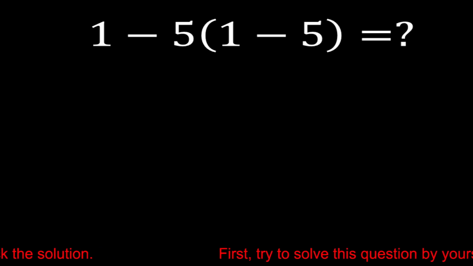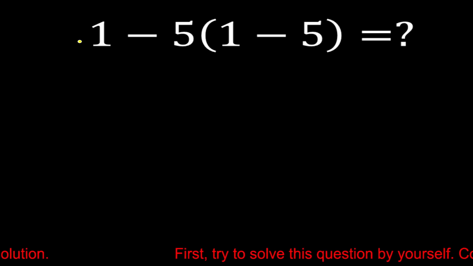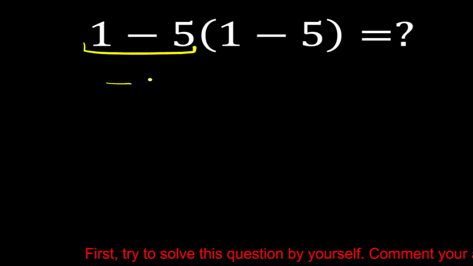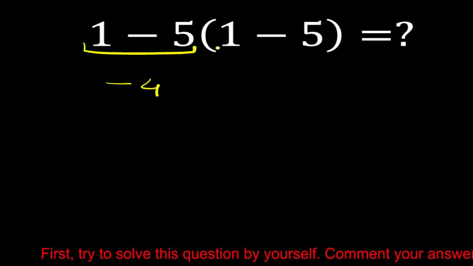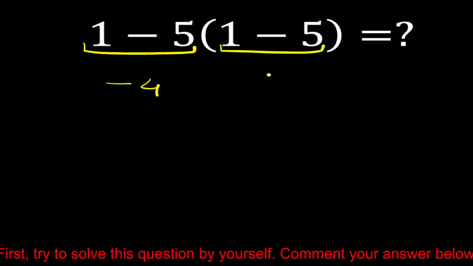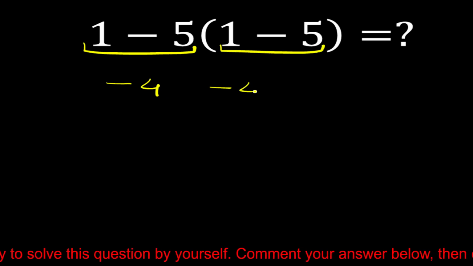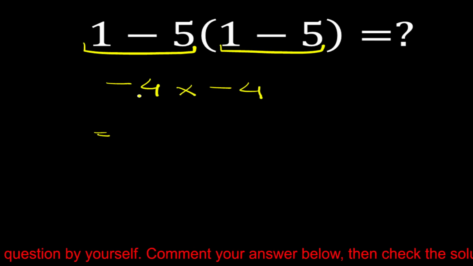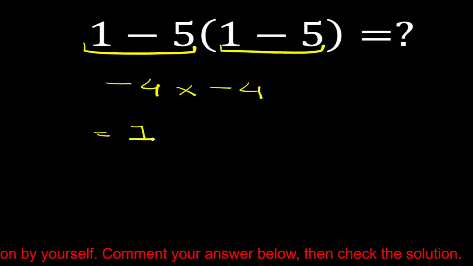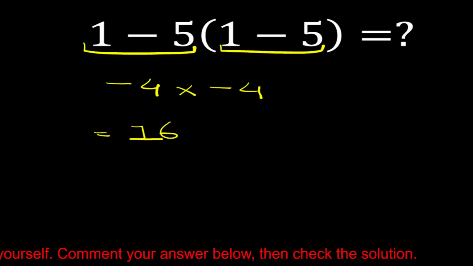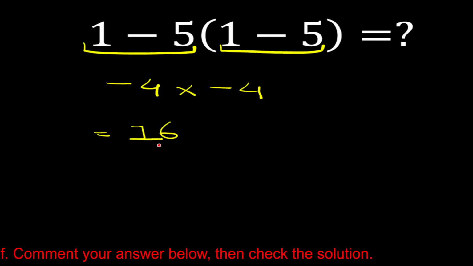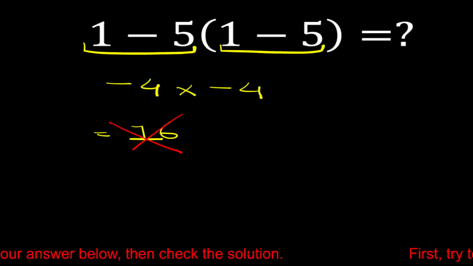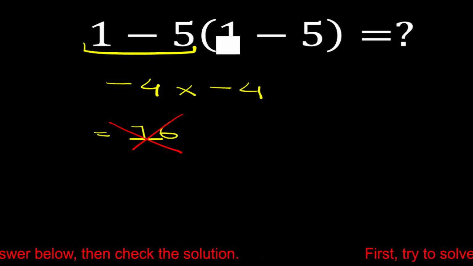So most people solve this question like 1 minus 5 is equal to minus 4. Then again 1 minus 5 is equal to minus 4. Okay. Now minus 4 multiply minus 4 is equal to 16. But this answer is not correct. This answer is completely wrong. So what's the correct answer?